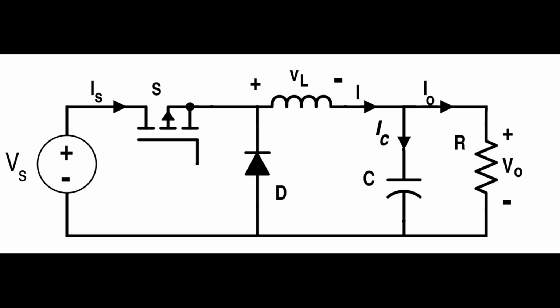So Vs is the battery or variable DC source. S is the power switch. It can be a MOSFET or IGBT. L is an inductor, C is a capacitance, D is a diode, and R is the load where the power is being delivered.